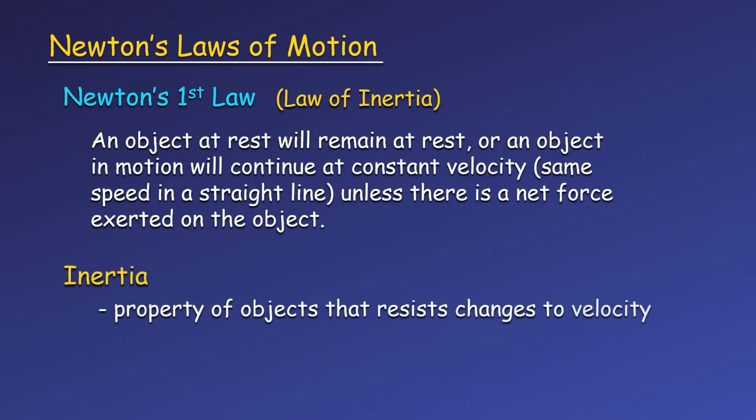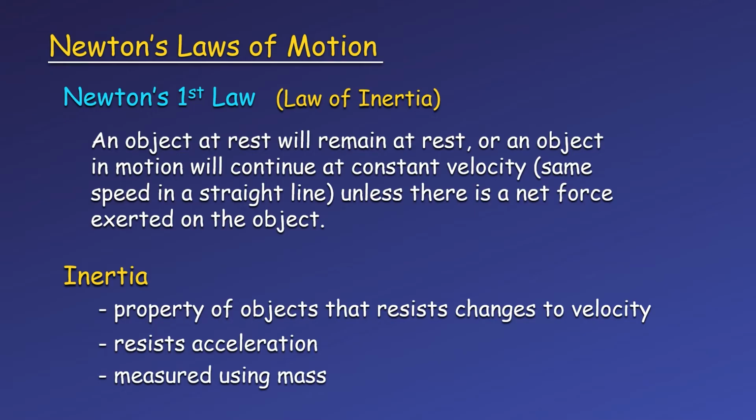Inertia is the property of all objects to resist changes to their velocity. Since change in velocity is also acceleration, we can also think of inertia as the tendency of an object to resist accelerations. We measure inertia using mass, meaning the more mass an object has, the more it will resist acceleration or changes in its velocity.